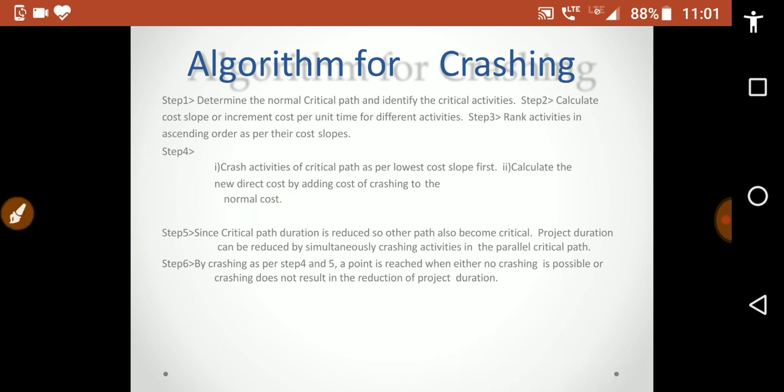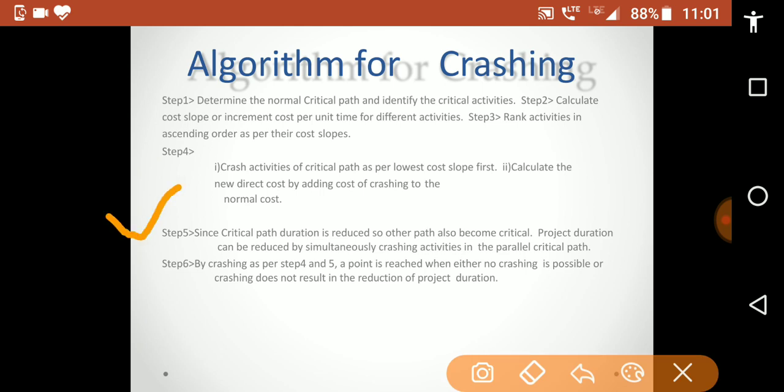Step 5, since the critical path duration is reduced, other paths also become critical. So project duration can be reduced by simultaneously crashing activities in the parallel critical paths. Step 6, by crashing as per steps 4 and 5, a point is reached when either no crashing is possible or crashing does not result in the reduction of project duration.